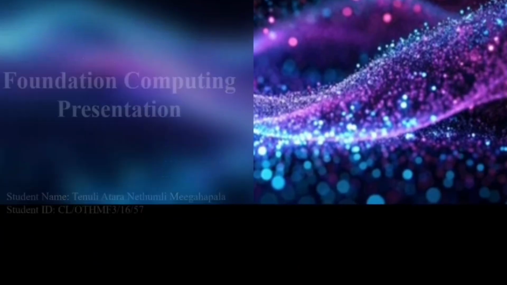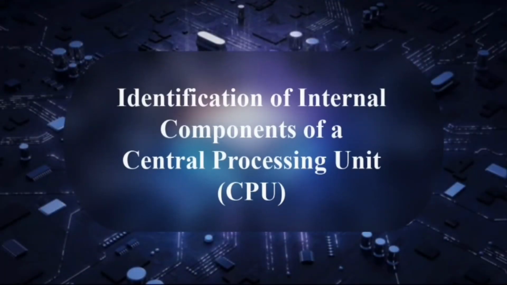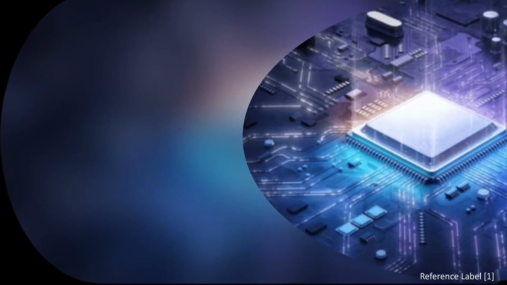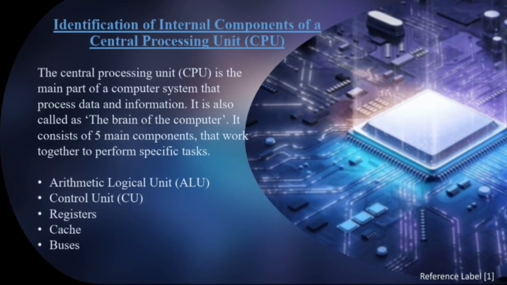Let's get started with the key components of the Central Processing Unit. Identification of internal components of the Central Processing Unit. The Central Processing Unit, or the CPU, is the main part of the computer system that processes data and information. It is also called the brain of the computer because it controls all the operations. The CPU has five main components that work together to perform specific tasks.